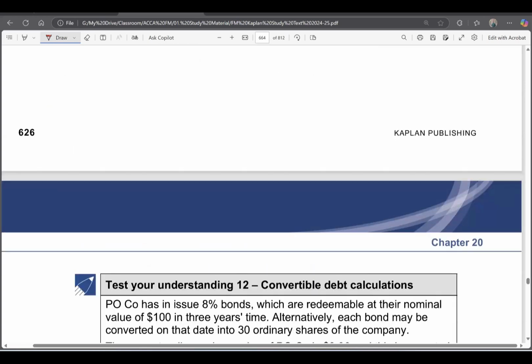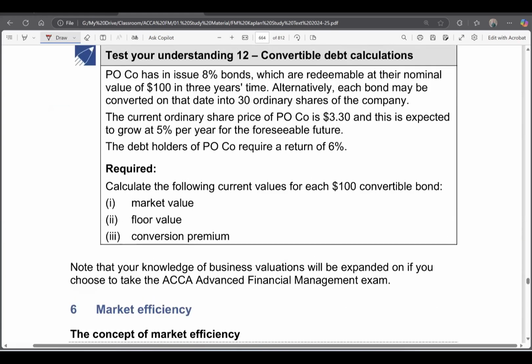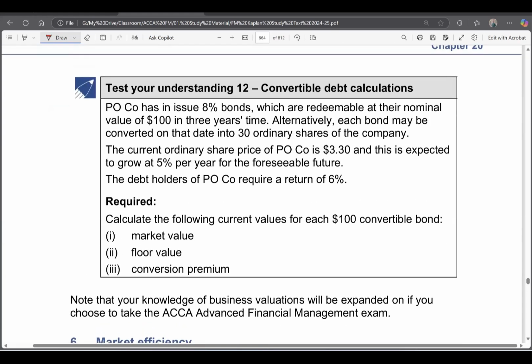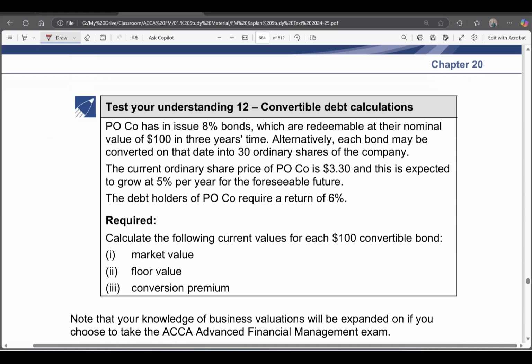This is an easy question, by the way. But the next question, we have to find the market value of the bond. Calculate the market value of the $100 convertible bond. We have to find the market value, the floor value, and the conversion premium. How to solve it?